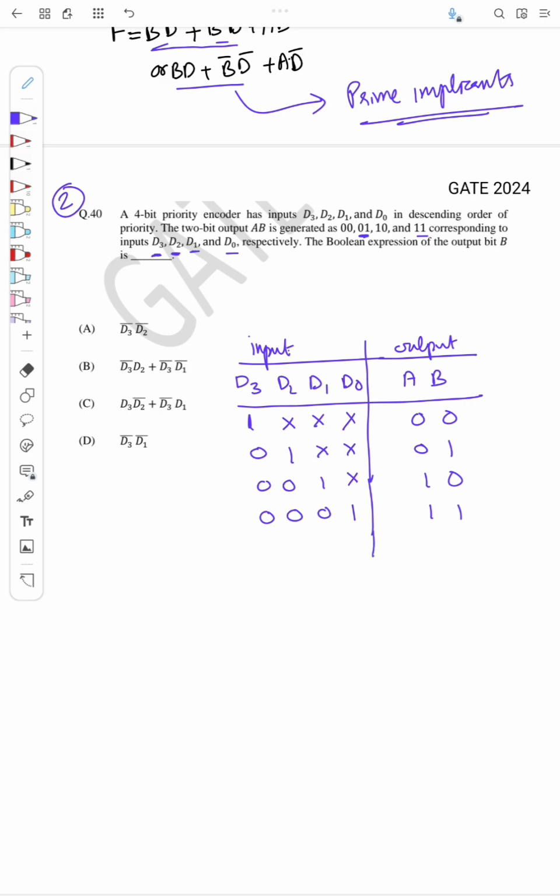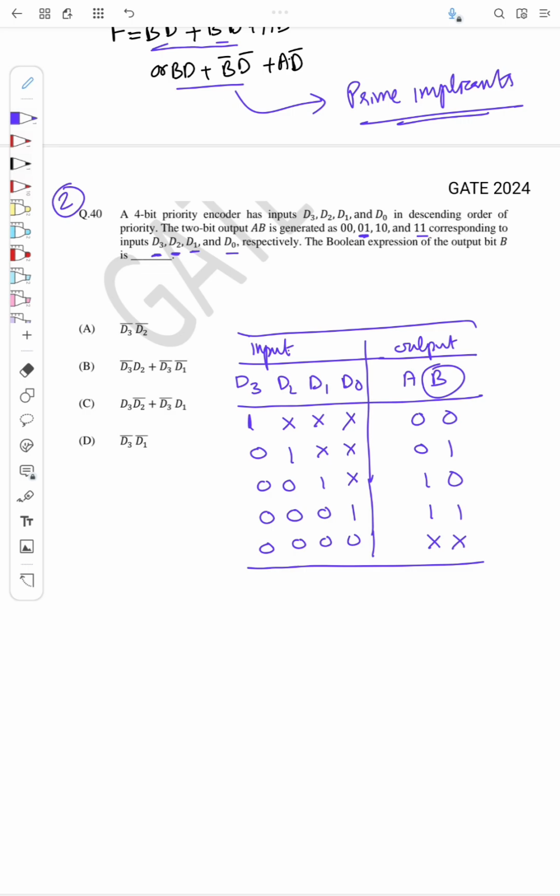Okay, and there is one more case, right? When 0 0 0 0, at that time we can consider AB as don't care. Okay, so this is the given question. So what we have to find is the value of B, the Boolean expression of B. So how will we find it?